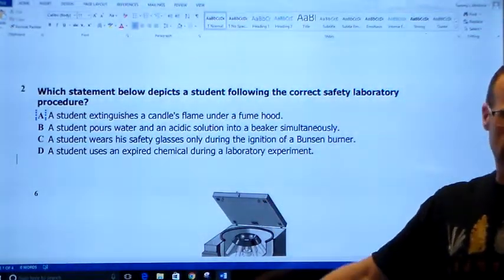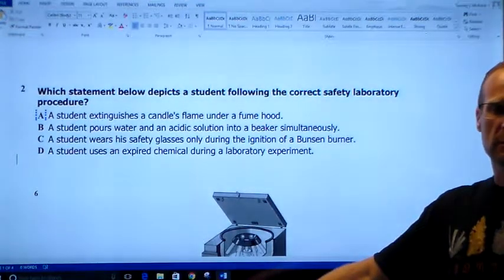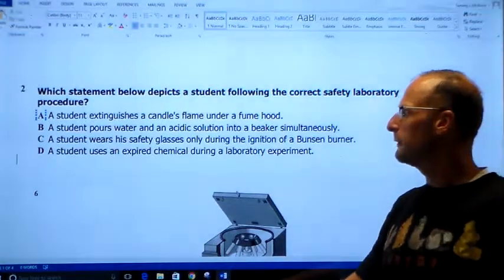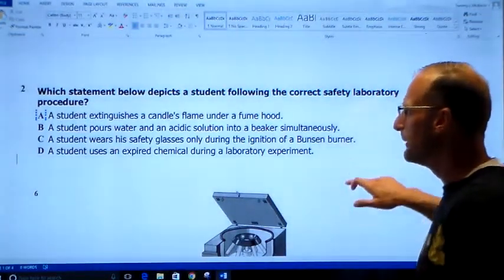Why? Because a candle's flame will give us several different vapors. And so it's best to do that in fume hoods where the vapors can be taken out of the room.